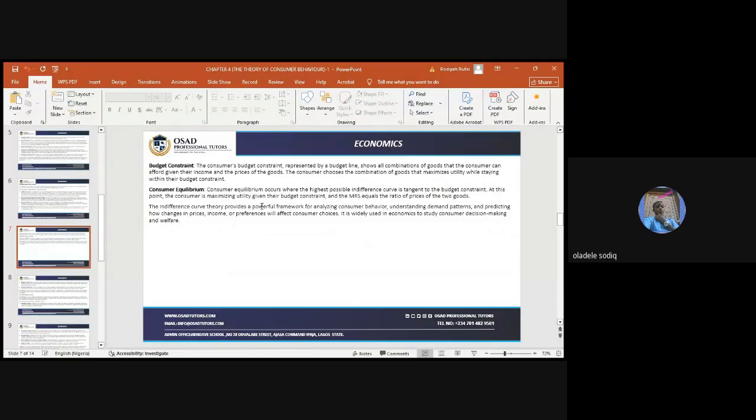Another one again is the consumer equilibrium. Consumer equilibrium occurs where the highest possible indifference curve is tangent to the budget constraint. At this point, the consumer is maximizing utility given their budget constraint.